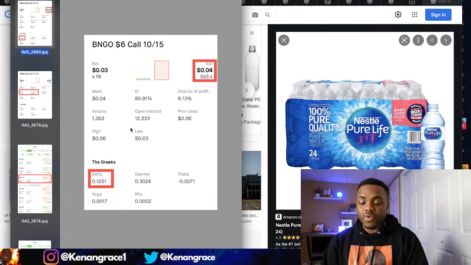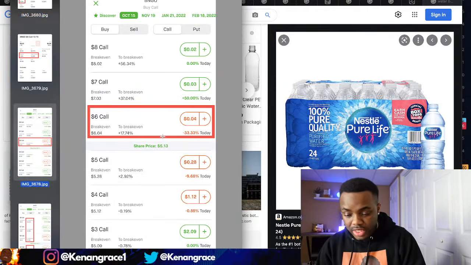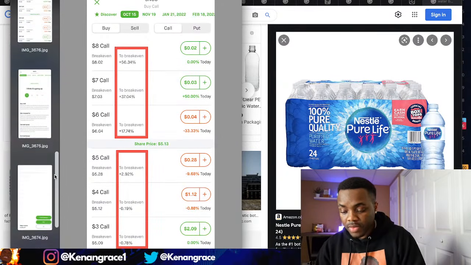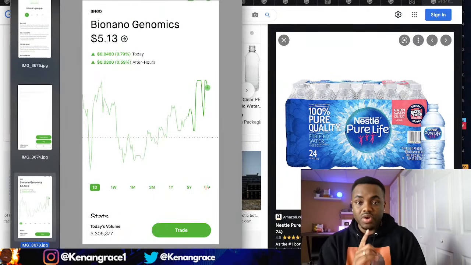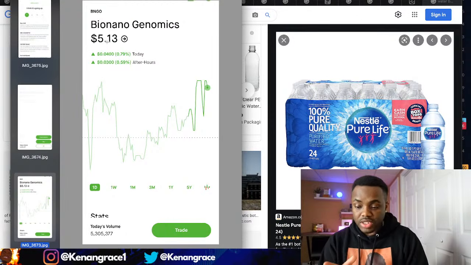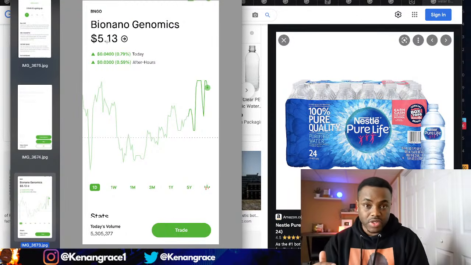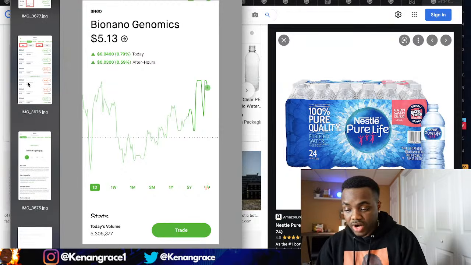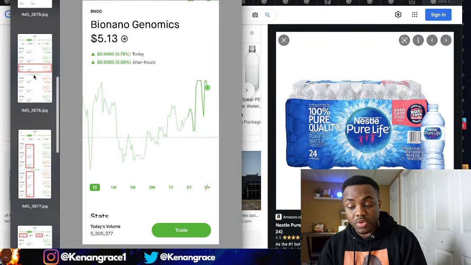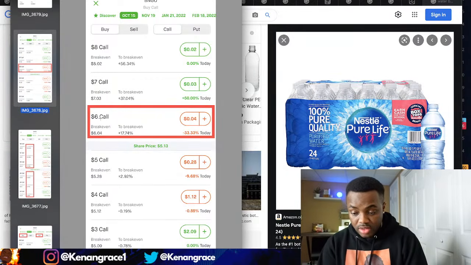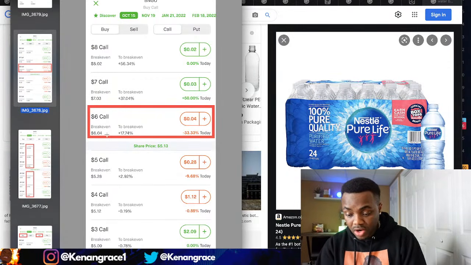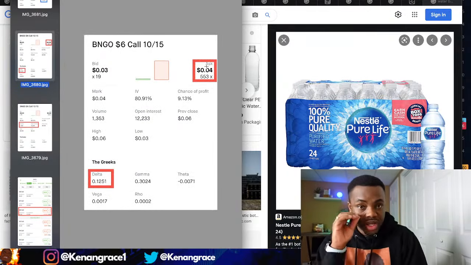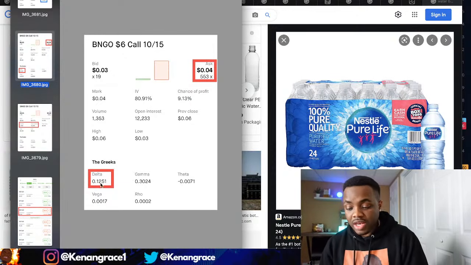Okay, now, take a look at Delta all the way down here. Notice, if you were to go and buy BNGO, and let's look at the share price again, the share price is down here at 5.13. If you were to buy 1 share of BNGO, and it went up from 5.13 to 6.13, you would have made $1. But if you buy one of these options contracts, and this is why people do it, if you buy one of these $6 strikes, the break even is $6.04, and you had to pay $4 for it. If you bought it on the ask price because you wanted it right now, then you look at Delta.